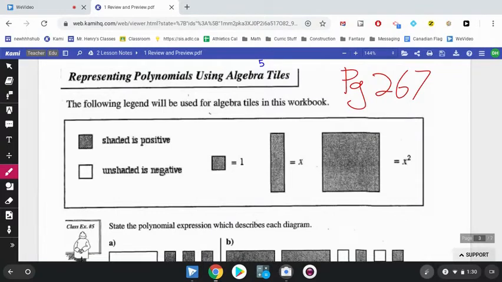So if I had plus 5 as a constant, I'd have 5 of these little guys. X's, my skinny rectangle, that's how many X pieces I have. And X squareds are the big square. And I'm going to talk about these more later. The key that your workbook uses, the shaded ones represent positive, the unshaded represent negatives. That's just a key. That could easily flip the other way.